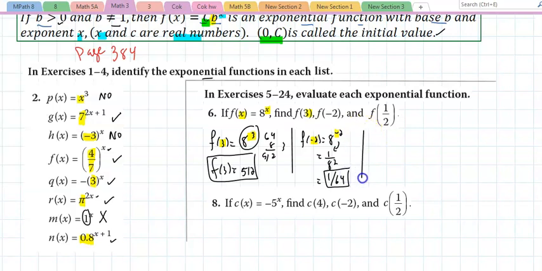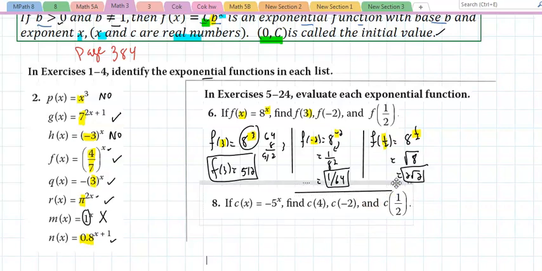And if I look at f of 1/2, the same deal. If I look at f of 1/2, that would be 8, and wherever you see an x, you put a 1/2, and we know what that is. That is the square root of 8, and that's 2 radical 2. There, straightforward.